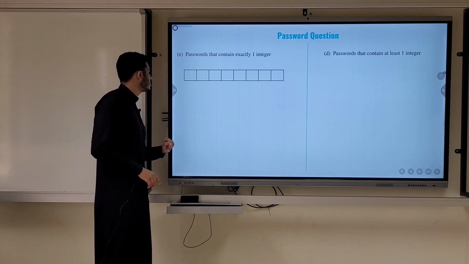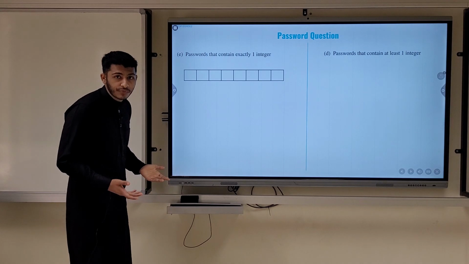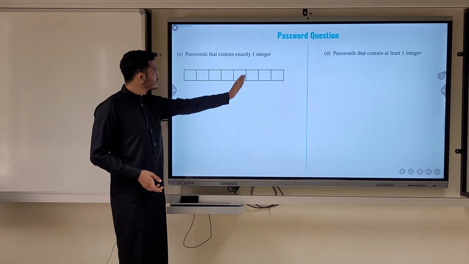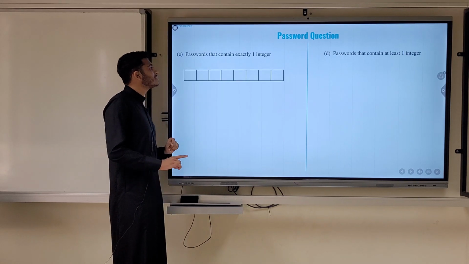Okay, we put it in this slot. How many integers can I choose from? From 0 to 9, we have 10. So I can choose 10 integers, and the rest are going to be letters, because it told me exactly one integer.